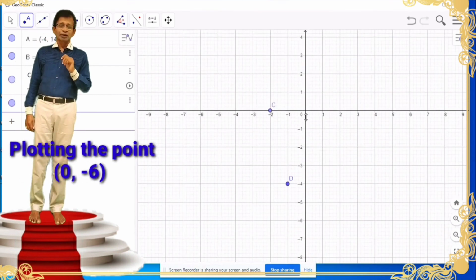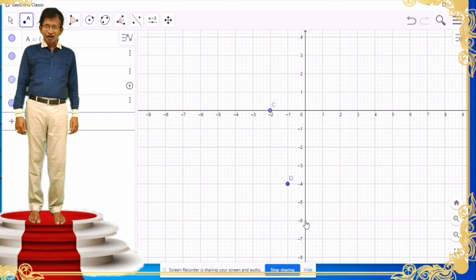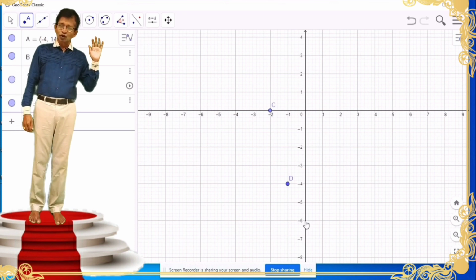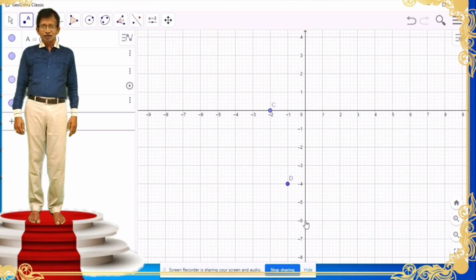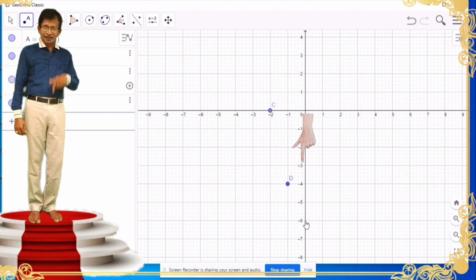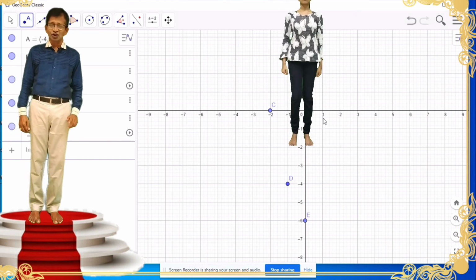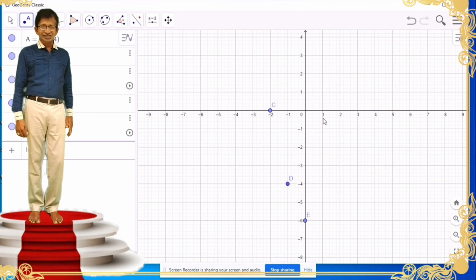Next, plotting the point 0, minus 6. As the x coordinate of the point is 0, you should not move horizontally towards left or right and move 6 units downwards vertically. The point at this position is 0, minus 6. Mark it as E.